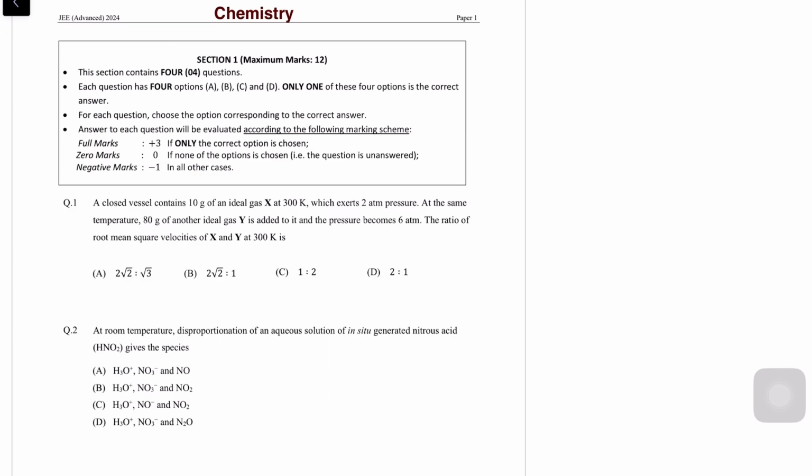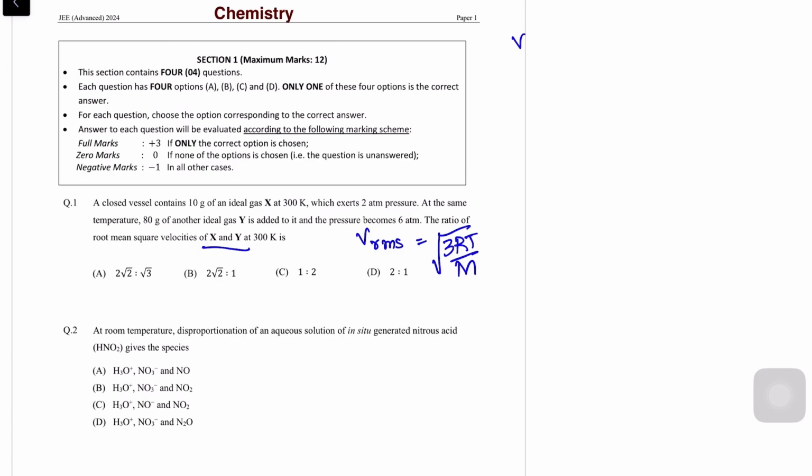A closed vessel contains 10 gram of an ideal gas at 300 Kelvin which exerts 2 atm pressure. So we can apply the ideal gas equation. The question asks for the ratio of root mean square speed of gas X and Y. We know that RMS speed is the square root of 3RT by M. So basically RMS speed is inversely proportional to the molecular mass.